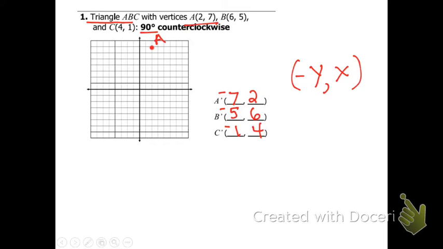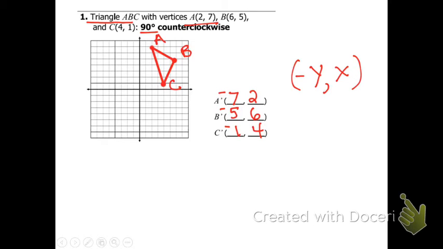6, 5. Label that with a B. And 4, 1. Label that with a C. Okay, connect them. Easier for me. Pretty cool. All right, and now we graph the new image, the resulting image.